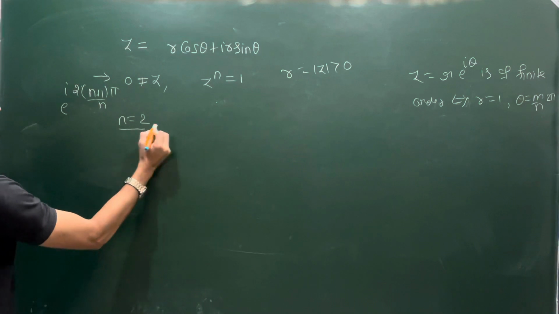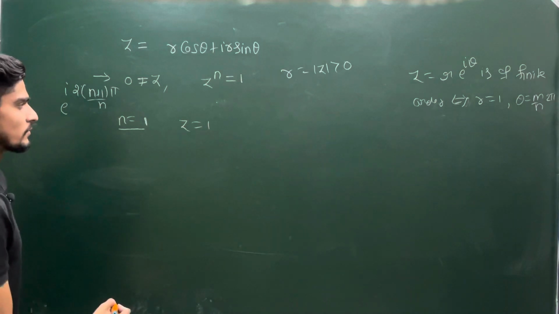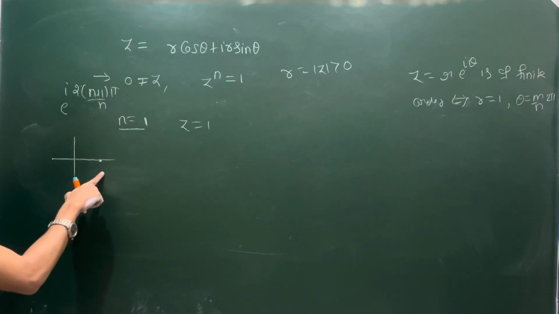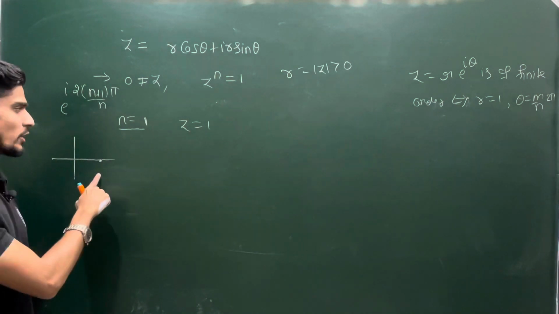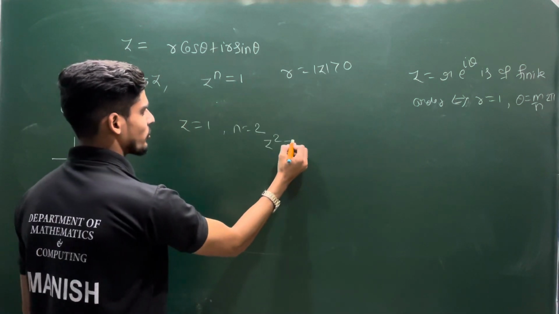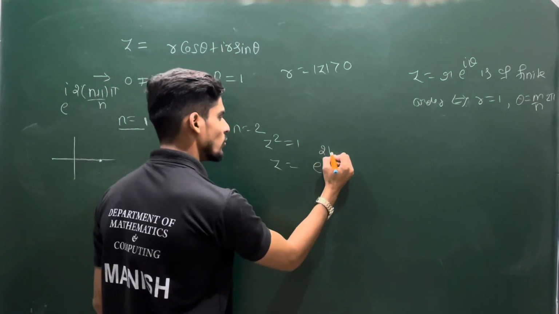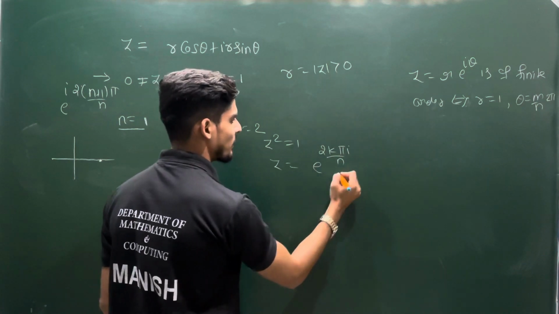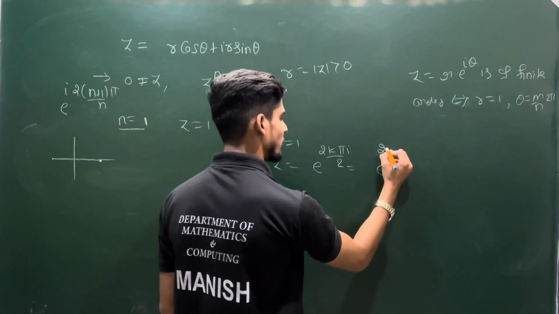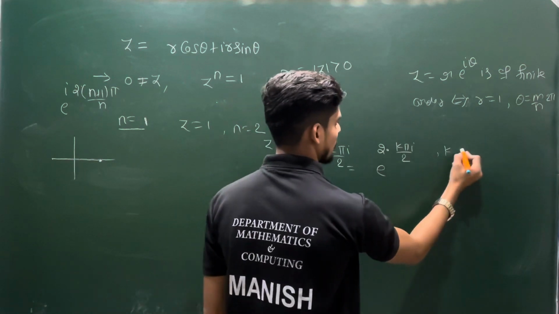Fix your n to be 1 or 2, and your z is equal to 1. Start drawing this. The z is equal to 1, that means it will be here. So this is a regular polygon for n is equal to 1. Choose n to be 2. What will it give? z square is equal to 1. It will give you only two solutions because your z will be e power 2k pi I by n, but n is 2, so it will be e power 2 times k pi I by 2. Your k is varying over integers.